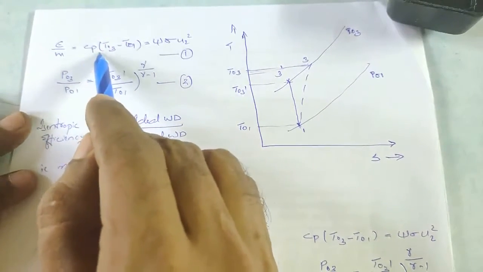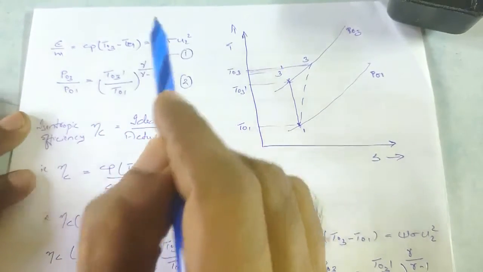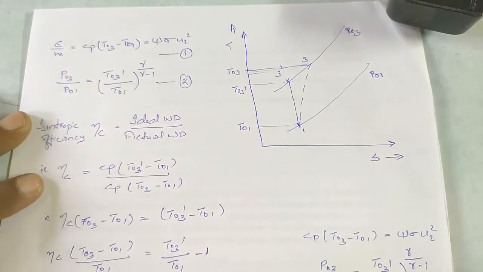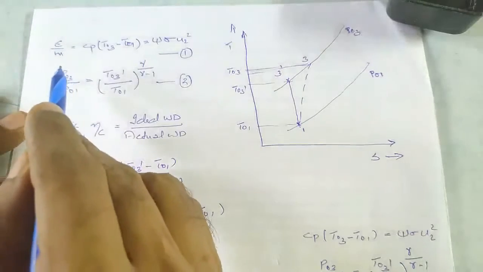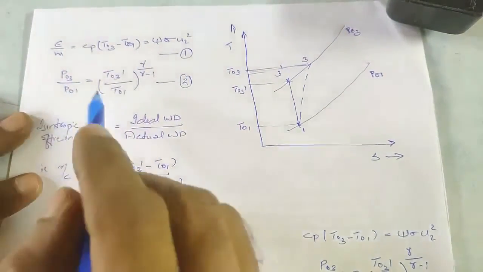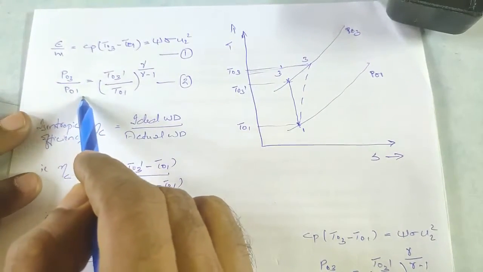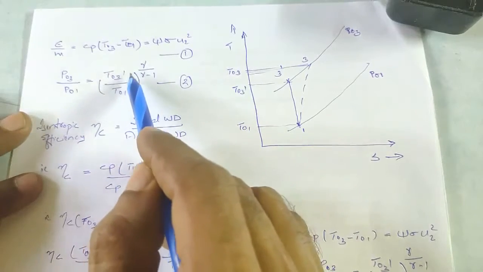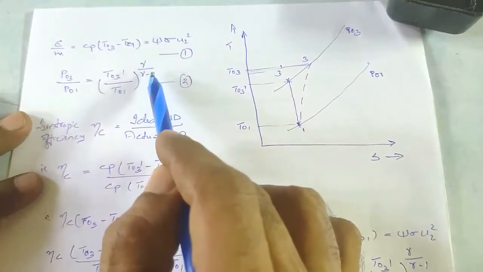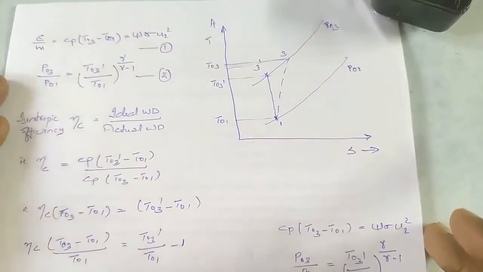It is equal to Cp into T03 minus T01, which is equal to psi sigma U2 square. Two expressions for the work done. And as the process inside the compressor can be considered as an adiabatic or isentropic process, we can use the adiabatic equation of pressure ratio: P03 by P01 is equal to T03 dash by T01 all raised to gamma by gamma minus 1. These two equations are important.